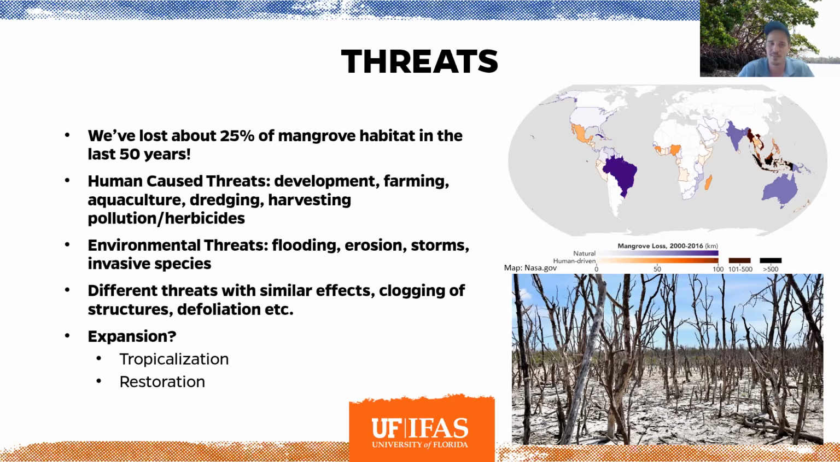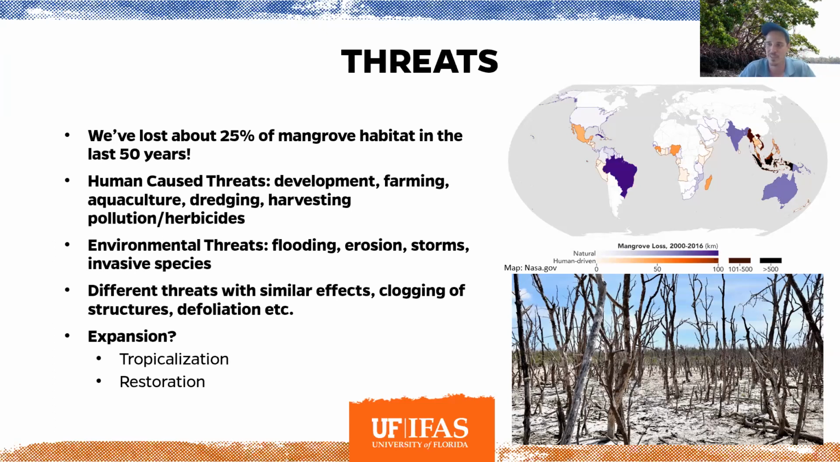So suffocation of the mangroves can be caused by clogging of these structures through hydrocarbons and pollutants covering it, or from storms making sediment clog these structures and pneumatophores. Flooding can do that too. So different stressors can have the same negative final result.